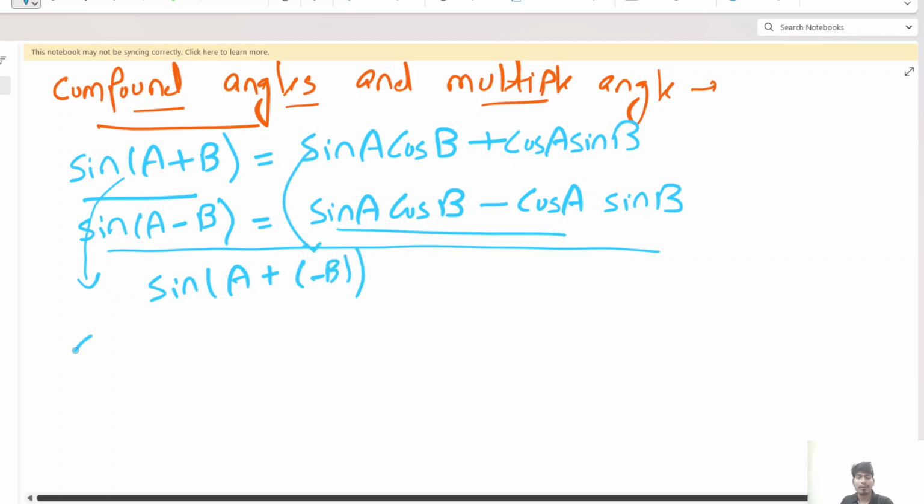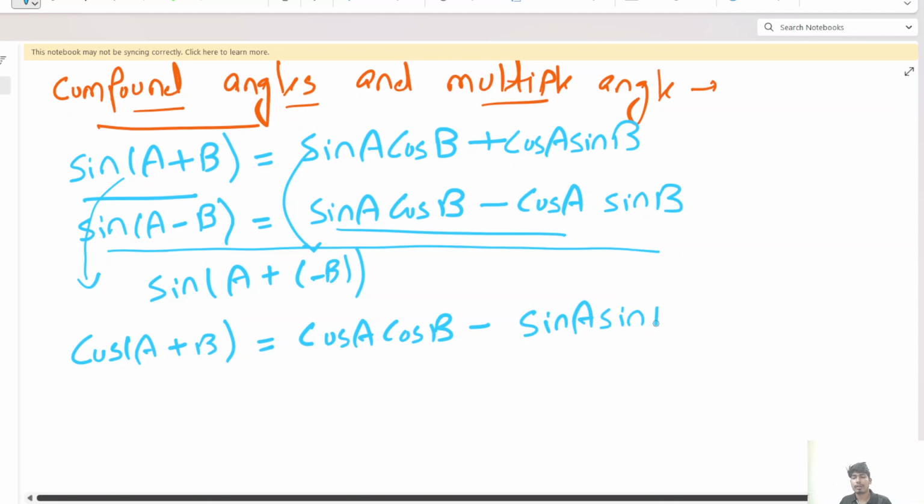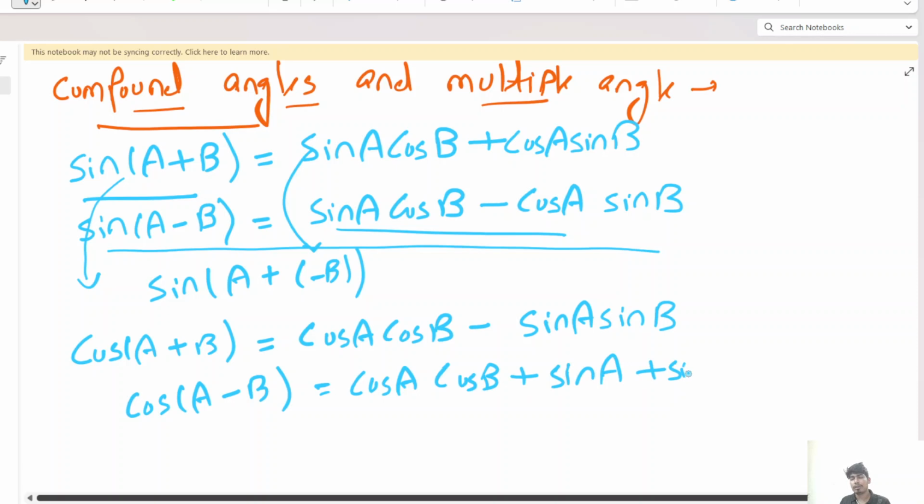By this you get this identity, okay. Then the third one is cos of A plus B. What is cos of A plus B? Cos A cos B minus sin A sin B, okay. And what is our final identity? Cos of A minus B is cos A cos B plus sin A sin B, okay. These are four important formulas.